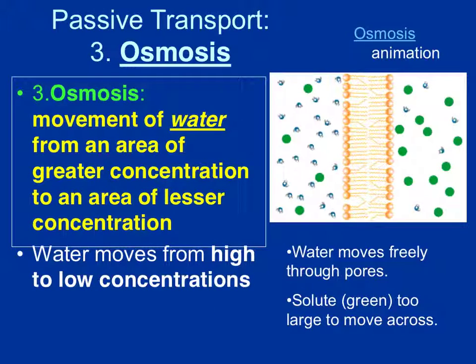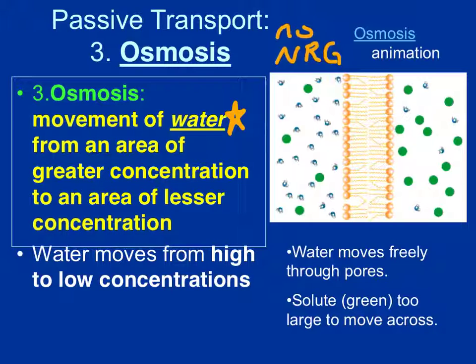And the third type of passive transport involves one that is specific for water molecules. Now remember, passive transport means no energy is used by the cell. It just happens without the input of any energy. But osmosis is specific for the movement of water.